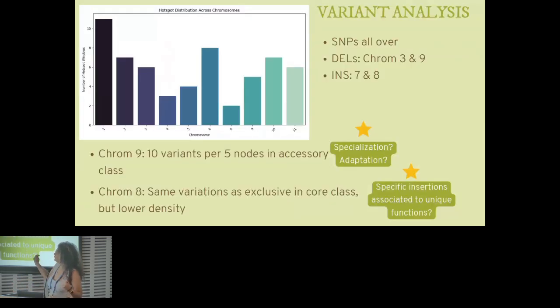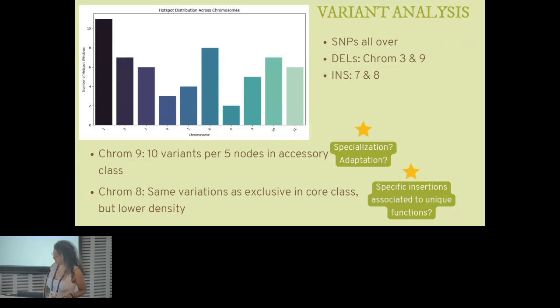Just some other stuff: in chromosome 9 and chromosome 8, we found really interesting things. We saw a density of 10 variants each 5 nodes in the accessory class. So, are we seeing some kind of pattern related to specialization, adaptation to new environments? And then in chromosome 8, we saw that the exclusive and the core class had the same variations, but in different densities. So are we seeing specific insertions that can tell us something interesting going on in that pangenome?